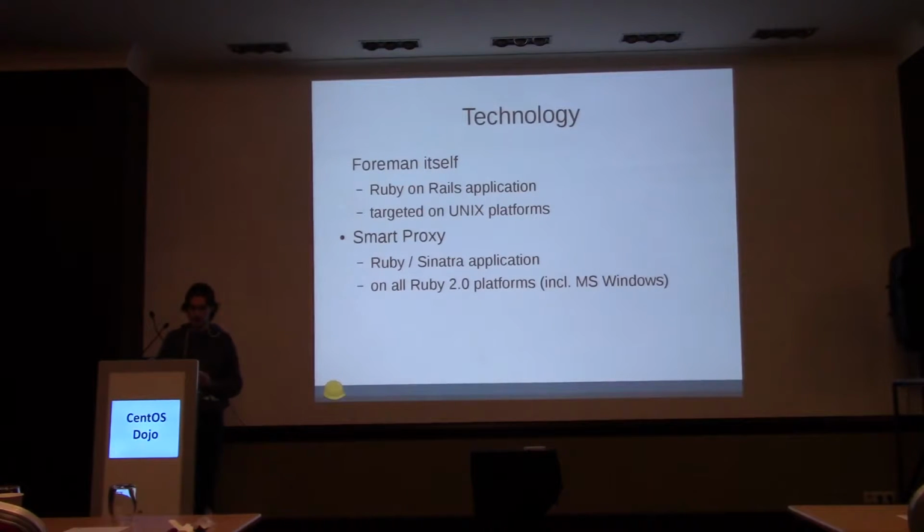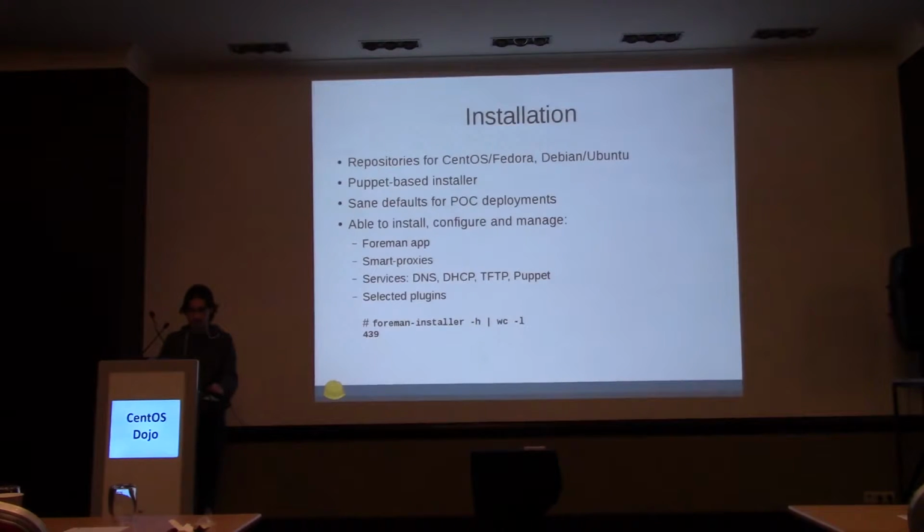Technology itself. Foreman is a Ruby on Rails application, and it started on Unix platforms. Smart Proxy is written in Ruby and uses the Sinatra framework to provide REST APIs to the Foreman. It runs on all Ruby 2.0 and newer platforms, so it includes Windows, though that may not be relevant here. For the installation, there are repositories for CentOS, Fedora, Debian, and Ubuntu, but it is known to work on FreeBSD, Arch Linux, and maybe some other platforms.